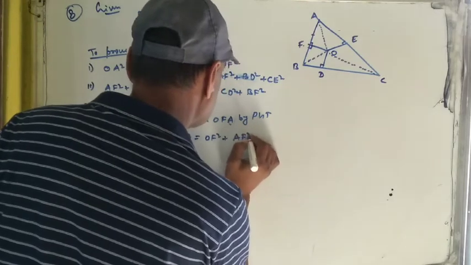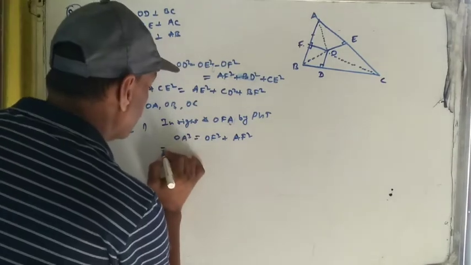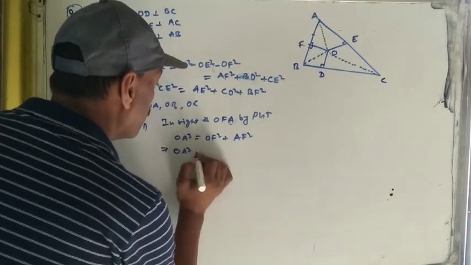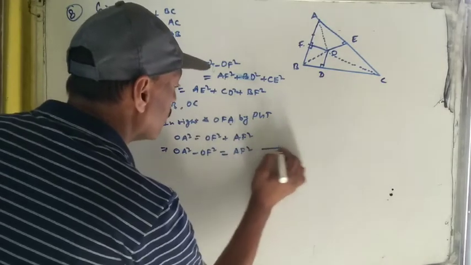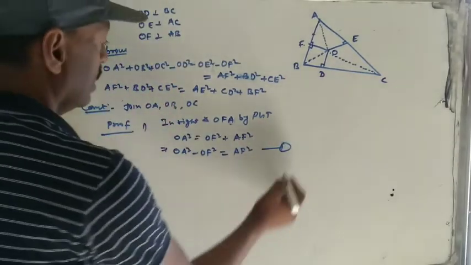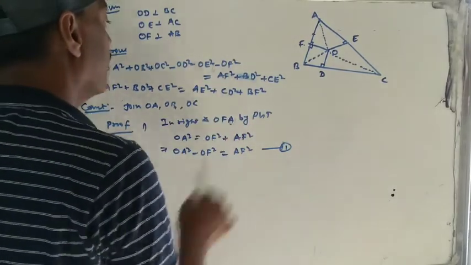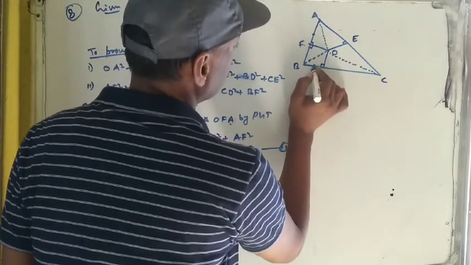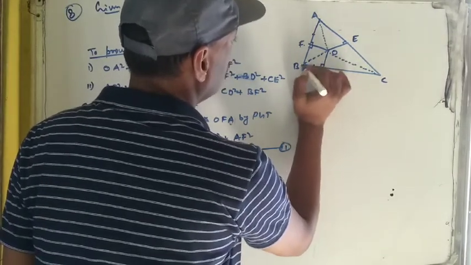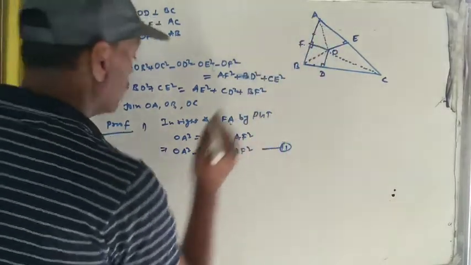If we have to find the value of AF, we can write it this way: OA square minus OF square equal AF square. Equation number 1. Okay, now we have taken AF. Now the BD. Just see where BD is. This is BD. So the triangle is BOD.